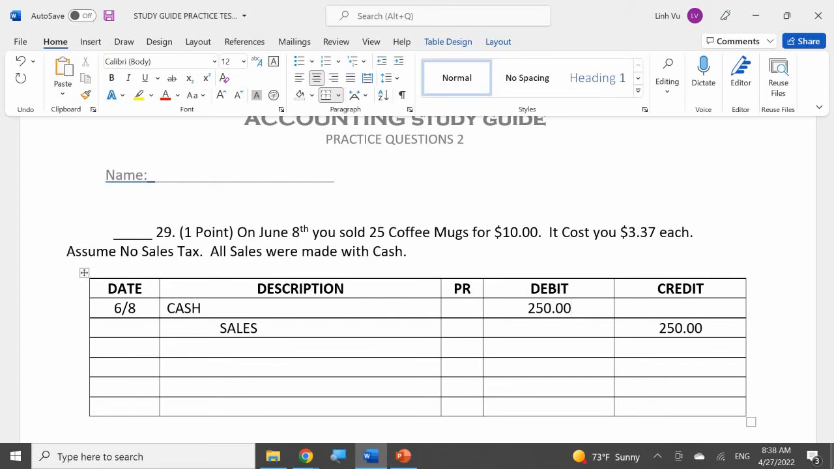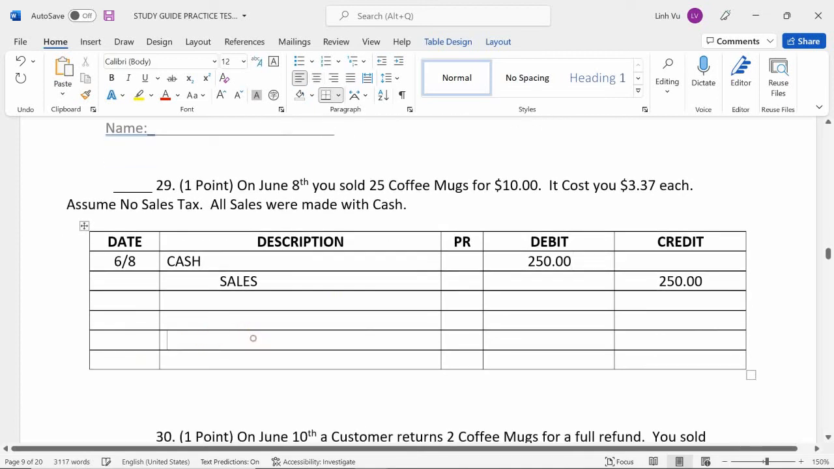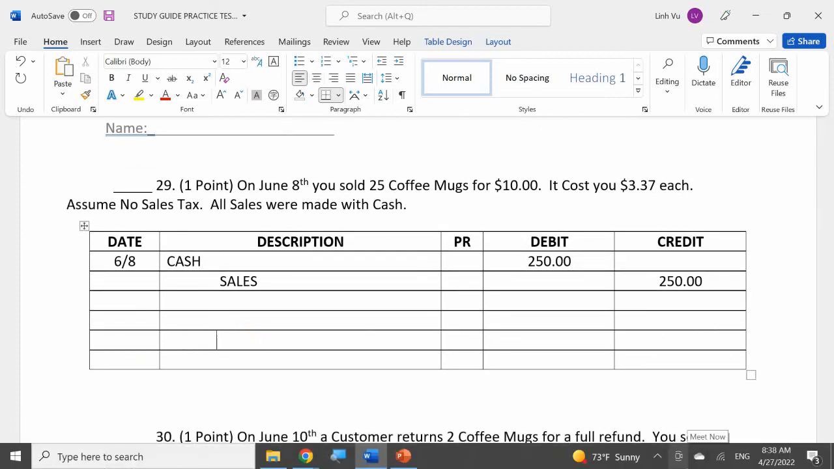So in this case, how are you going to represent that you got rid of your inventory? Coffee mugs, okay, so that's what you're going to recognize. You're going to credit because you're decreasing your coffee mugs. And what account are you going to use to represent that you sold the items? Cost of goods sold, right? You need to figure out how much it cost you to sell these items. Okay, cost of goods sold.